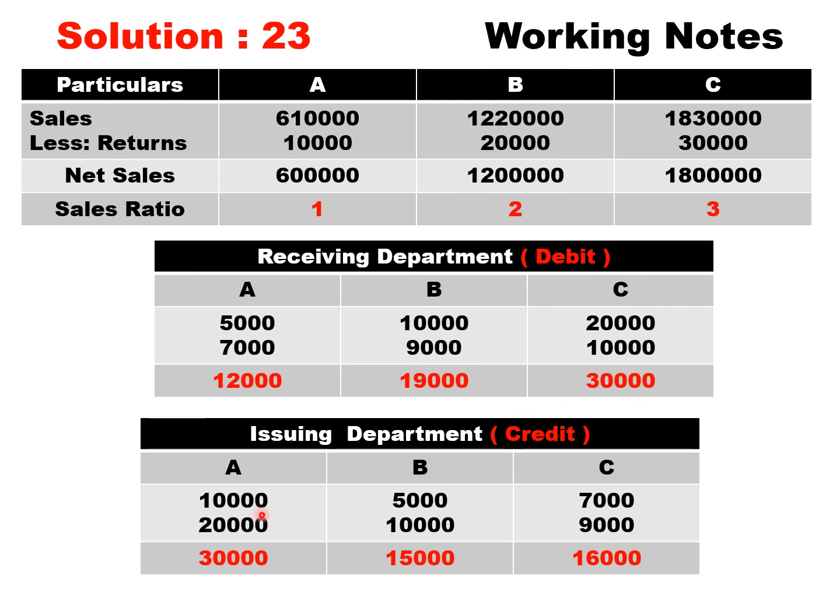Next, come to issuing department, that is giving department which is to be credited. Students, look at the question. A gave 10,000 and A gave 20,000. B gave 5,000 and B gave 10,000. Next, C gave 7,000 and C gave 9,000. These are the amounts given by the respective departments. So total issued by A 30,000, B 15,000 and C 16,000. So these amounts can be directly taken to trading account. See whether this working note is easy or the 22nd problem transfer was easy.